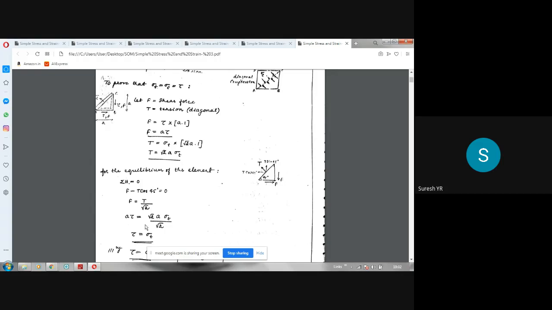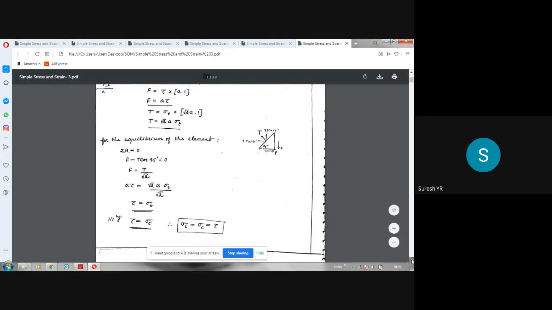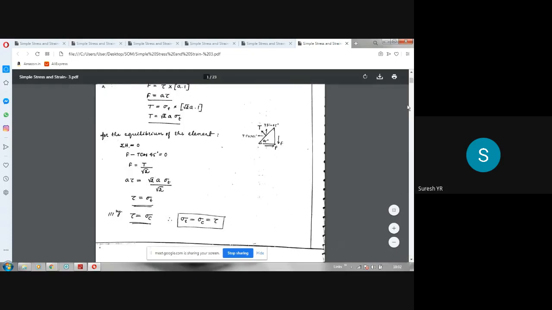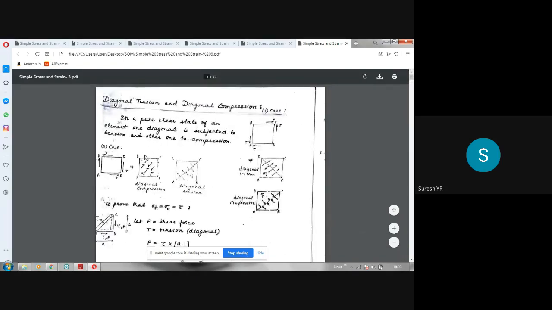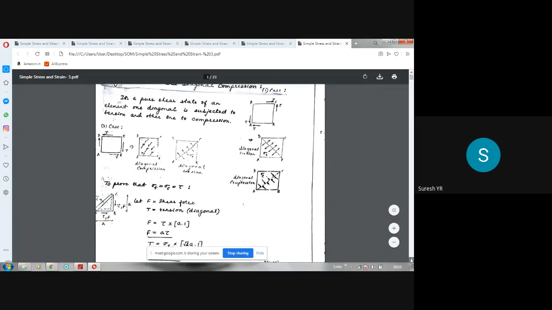Suppose you want to prove tau is equal to sigma C. Here I have written, similarly it can be proved that tau is equal to sigma C. How do you do that? For that, you have to take the other element. The other element is this one. You have to take this one where diagonal compression is acting. You have to take half of this, and similarly, the sigma C will be acting towards. Then if you apply the same method, you can do that.